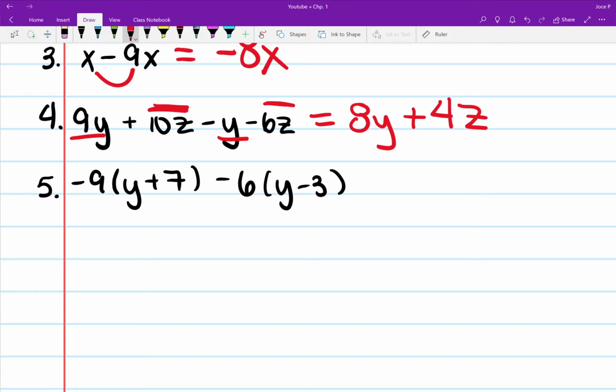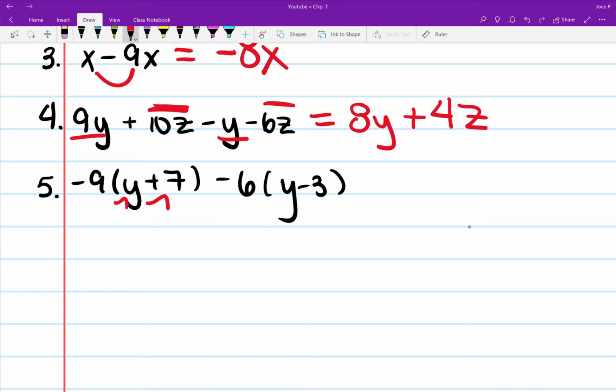Last, this has a bunch of steps. So first we're going to do distributive property here and here. Then we're going to do it here and here. Let's break this down into 2 different colors so we can keep track of everything we're doing. So first we're going to do the 9 part.